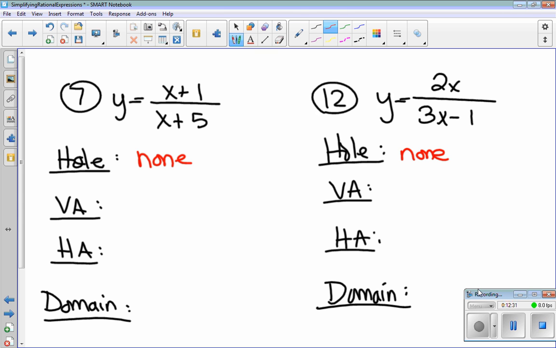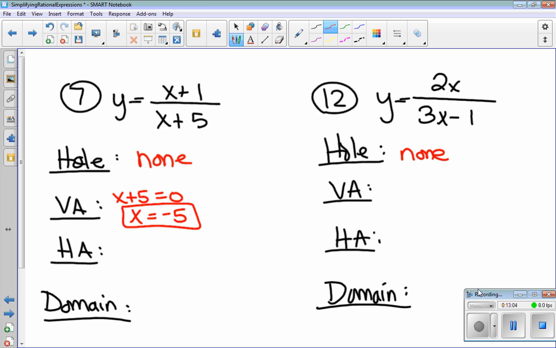Vertical asymptotes. They both have one. Look at the number 7. How do I find the vertical asymptote in number 7? What do I do with the denominator? You've got to set it equal to 0. Good. So x plus 5 equals 0. Solve it. So negative 5. Awesome. That is your vertical asymptote.